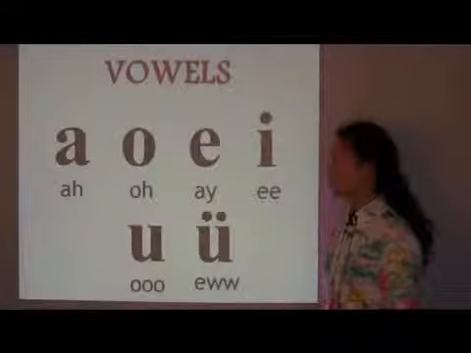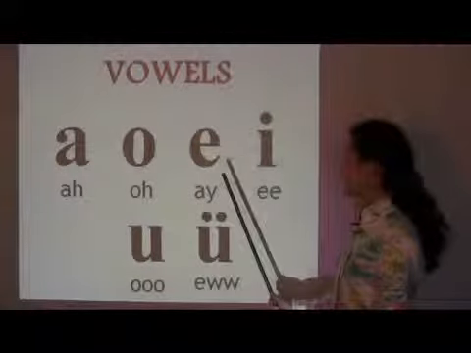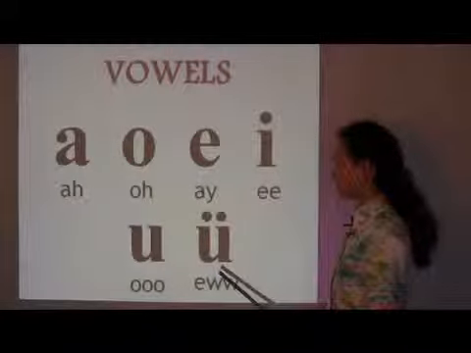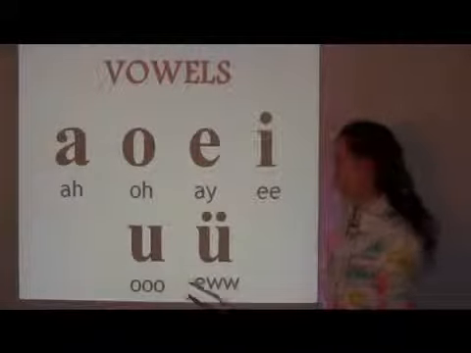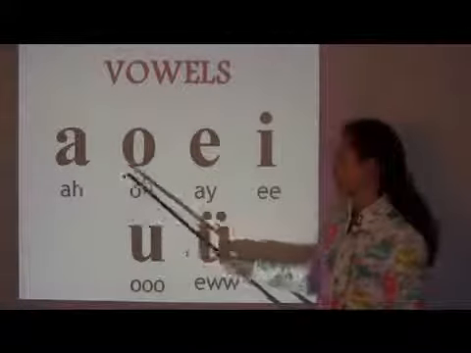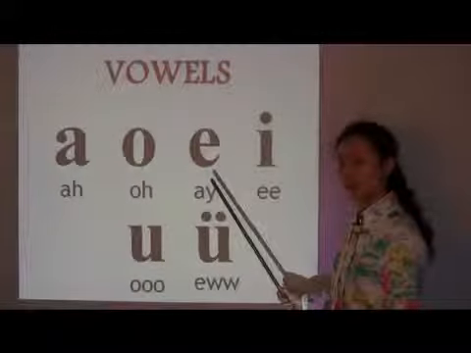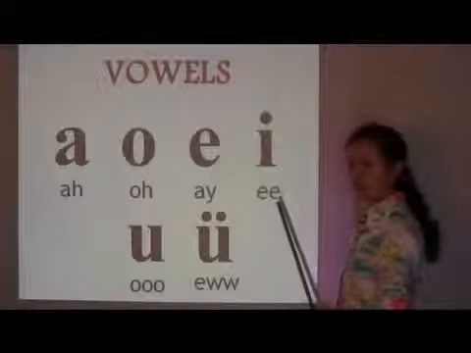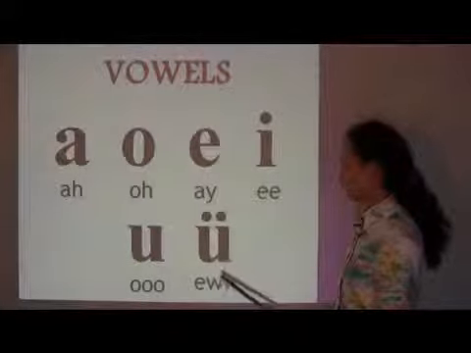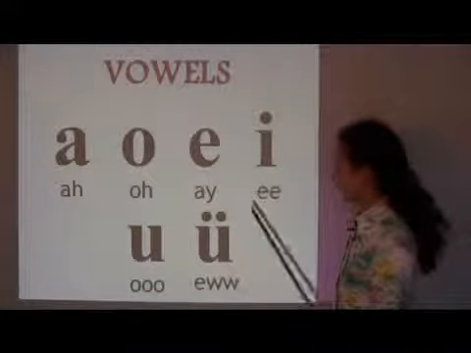And now we've got our vowels. A, E, I, O, U in English. A, E, I, O, U, but then we have this one, which is not very common. So for A, O, E, I, U, and then Ü.